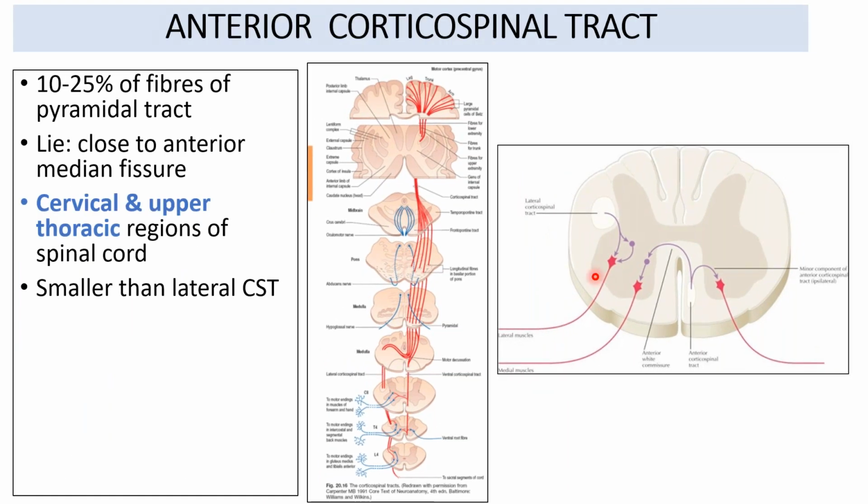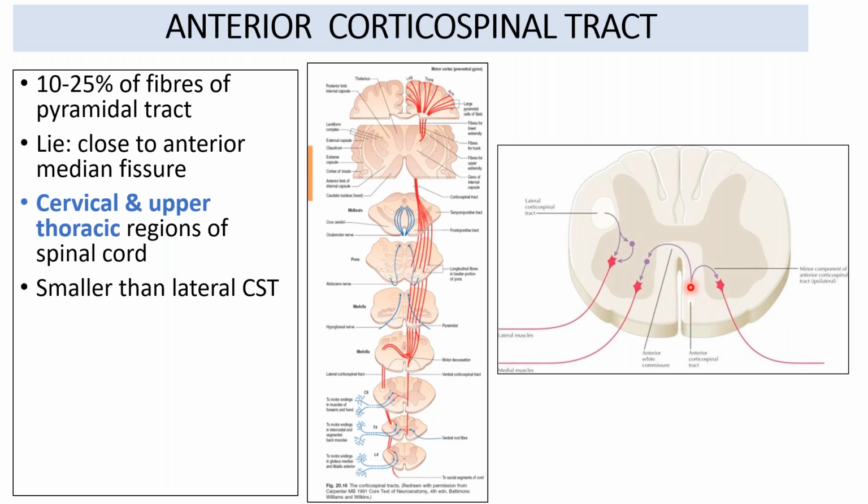Now let's see what happens to the anterior corticospinal tract. So where is our anterior corticospinal tract? Below this pyramidal decussation, the rest of the fibers which are descending down, this is the anterior corticospinal tract. Almost 10 to 25% of fibers lie very close to the median fissure. This is the anterior median fissure.